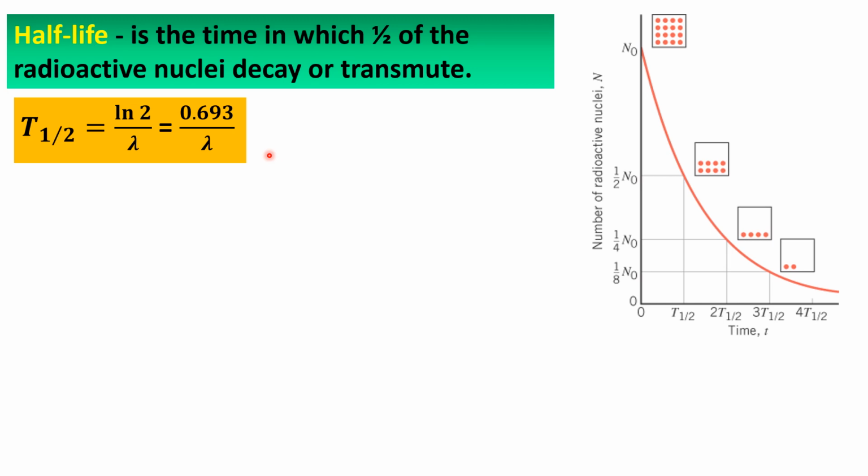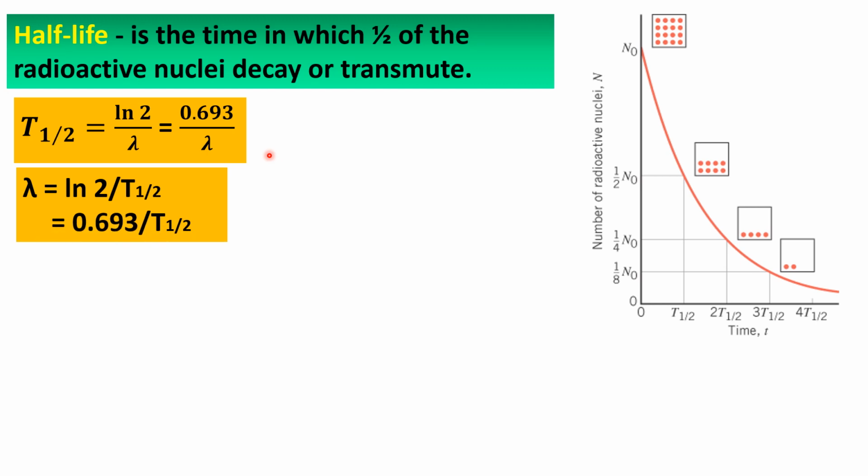If it is the decay constant that you're looking for, then we'll just transpose the equation and we will get the formula for lambda, which is equal to the natural log of 2 divided by the half-life of this isotope. In short, the decay constant lambda is equal to 0.693 divided by the half-life.